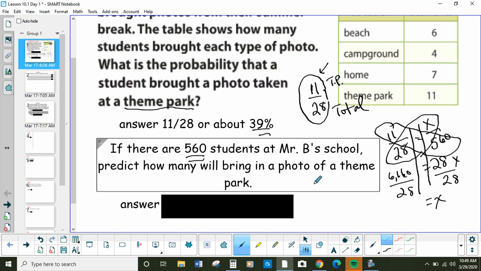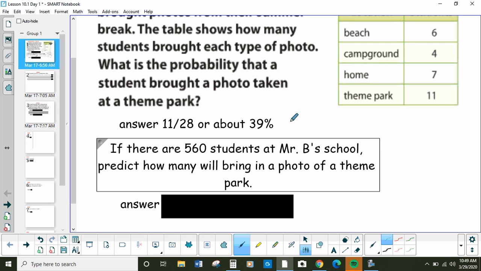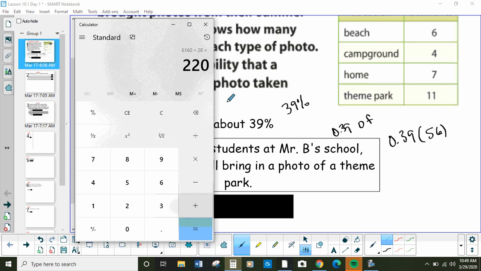So there's one way to do it. Now, some of you like to take shortcuts, though. Some of you realize, you know what? Finding 39% of something, of means times. So if I can convert 39% into a decimal, and I'm going to find 0.39 of something, that just means 0.39 times something. So you could have taken your percent and done 0.39 times the total.